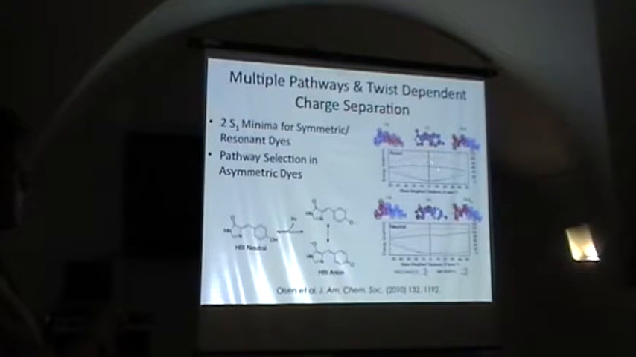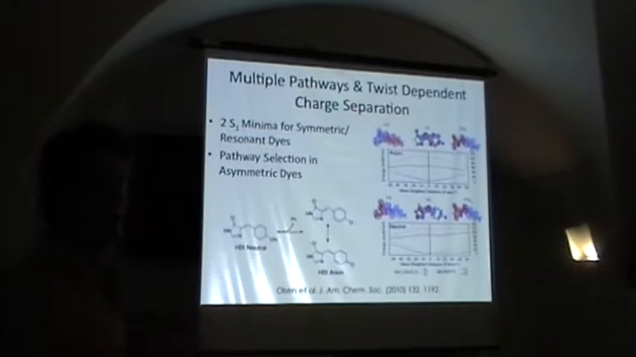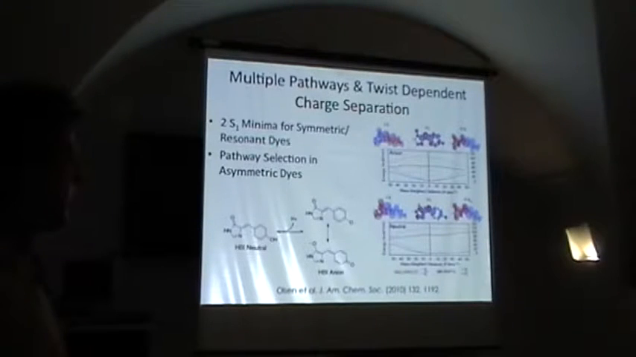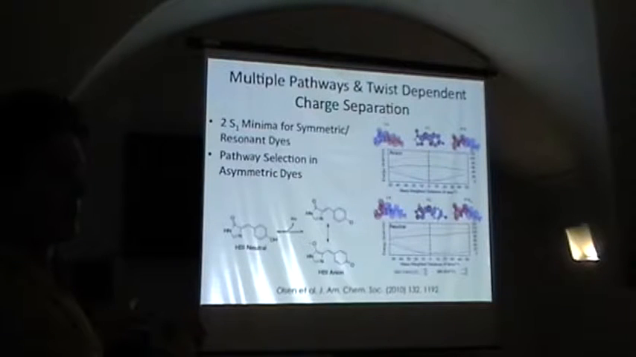Namely, if you twist one bond or the other, you separate charge in the ground and the excited state in ways that are opposing the ground and the excited state, and which also depend upon the bond that twists. So, for this resonant case, there are two pathways. If you twist down one pathway, up here at the top bar, I've shown the electron difference densities between the ground and the excited state.